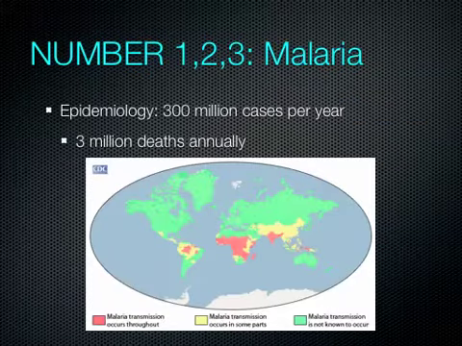So, number 1, 2, and 3 are going to be malaria. 300 million cases every year with 3 million deaths annually. You can see on this map the red zones are where there's malaria basically all the time, and then yellow is more seasonal and spotty malaria, and green is pretty much the malaria-free zone.